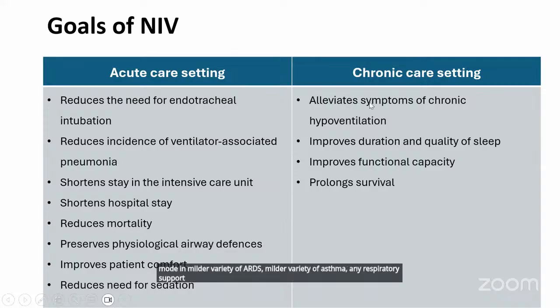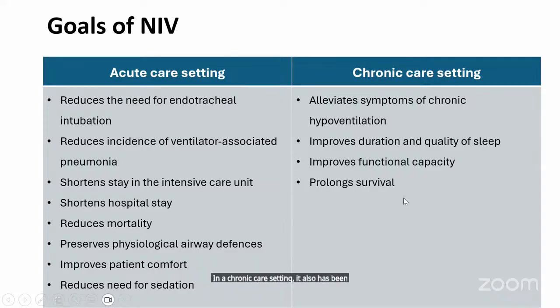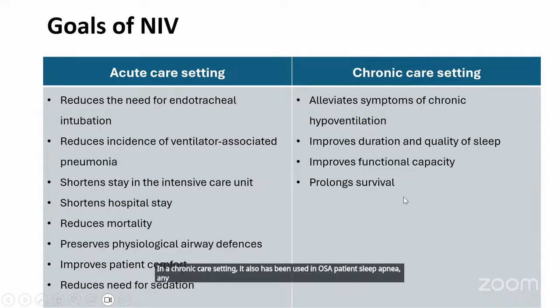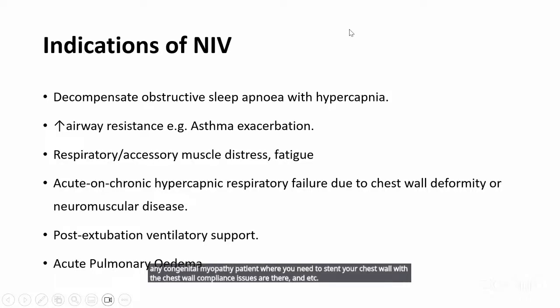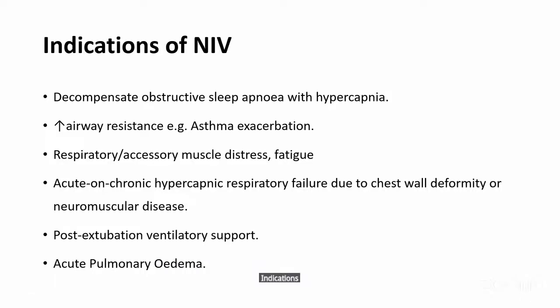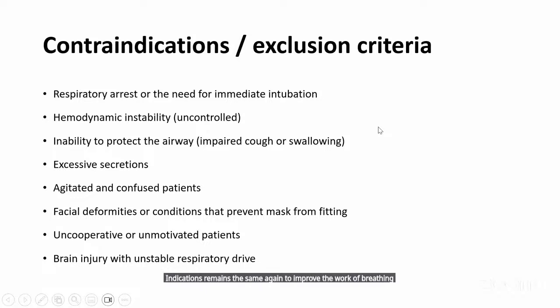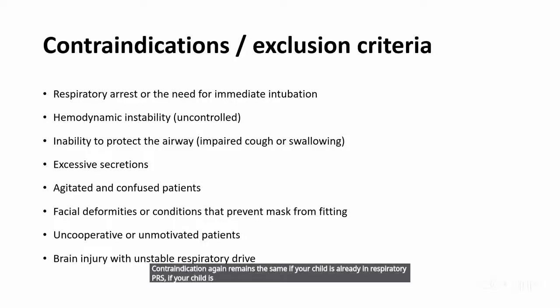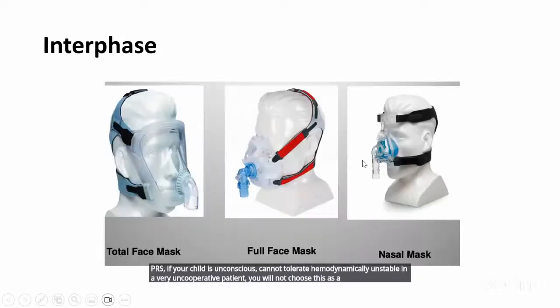In a chronic care setting, it also has been used in OSA patients, obstructive sleep apnea, and any congenital myopathy patient where you need to stent your chest wall, where chest wall compliance issues are there, and so on. Indications remain the same, again to improve the work of breathing. Contraindications again remain the same. If your child is already in respiratory arrest, unconscious, cannot tolerate it, hemodynamically unstable, or a very uncooperative patient, you will not choose this as a method of oxygen delivery device.